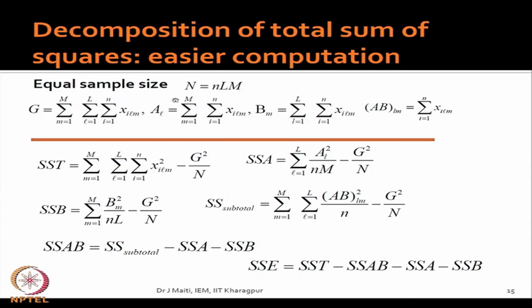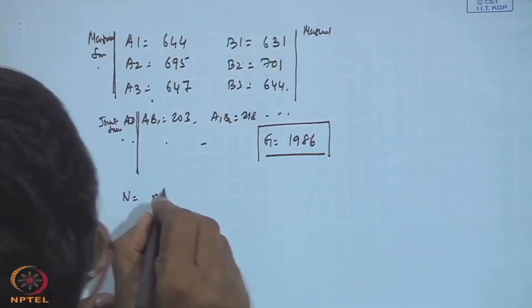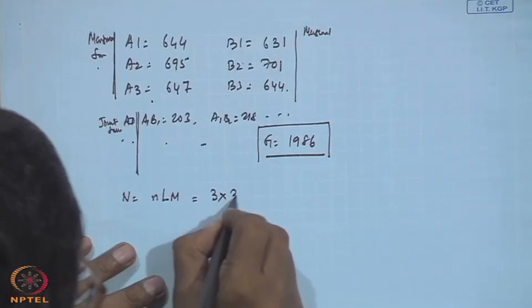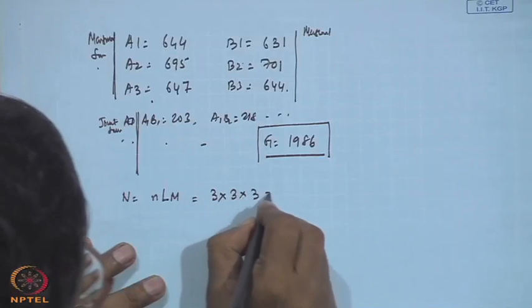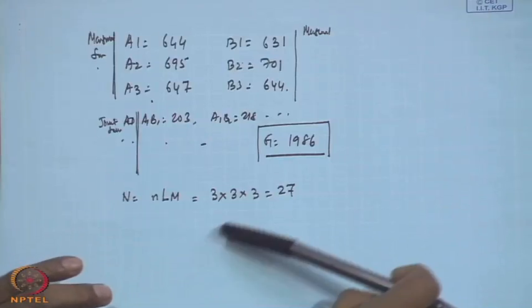First, what is the total observation? Total observation here in this example is n L m, where n is 3, L is 3 and m is 3. So, this is 27, and that you have seen earlier.